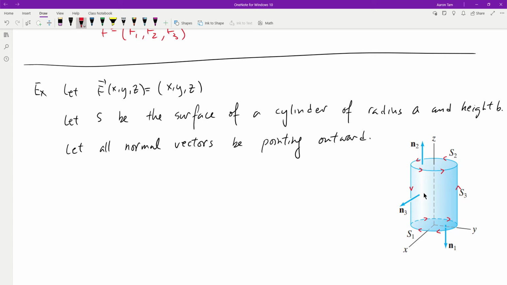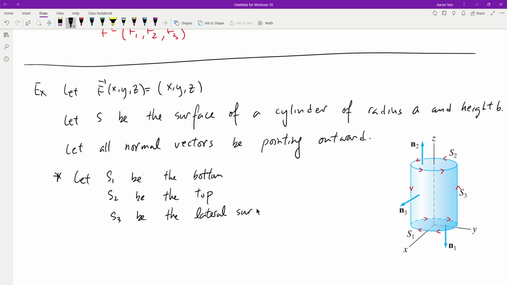None of these are that big of a difference, but I'll show you where it would have an impact. Here I'm going to say the following. We're going to let S1 be the bottom, S2 be the top, and S3 be the lateral surface.